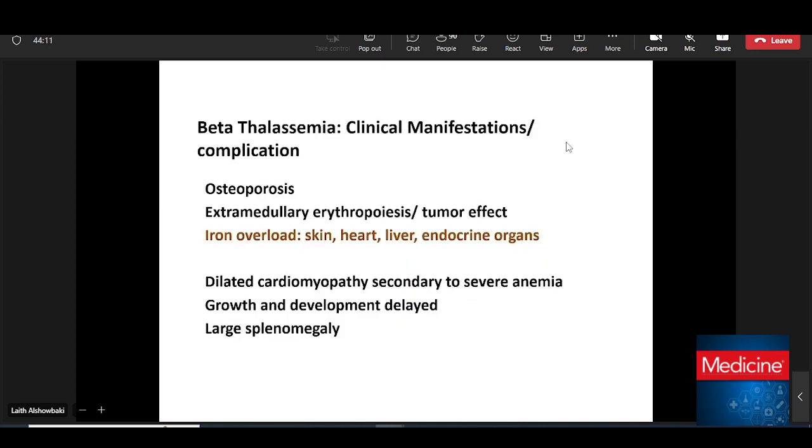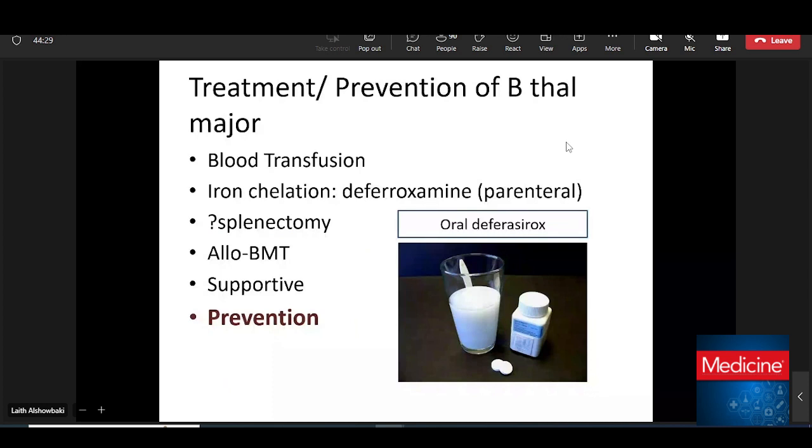So how do people present? Extramedullary erythropoiesis, iron overload, dilated cardiomyopathy secondary to the iron overload and severe anemia, growth and development retardation, large spleen, massive spleen. How do we prevent it, and how do we treat it?